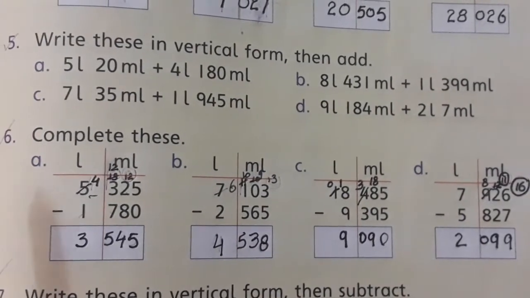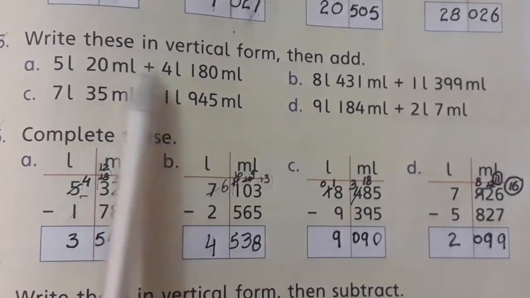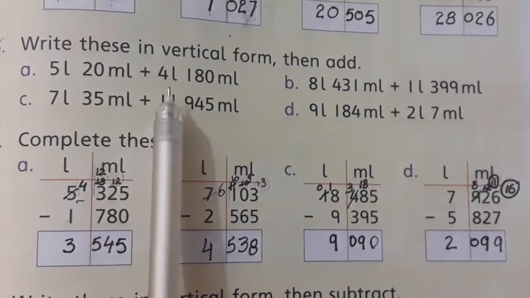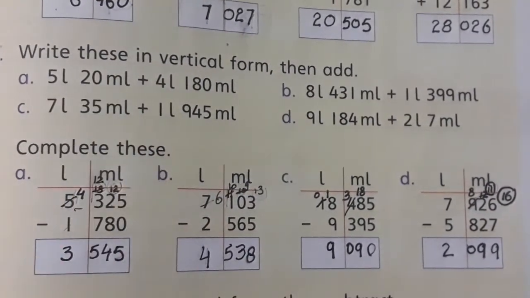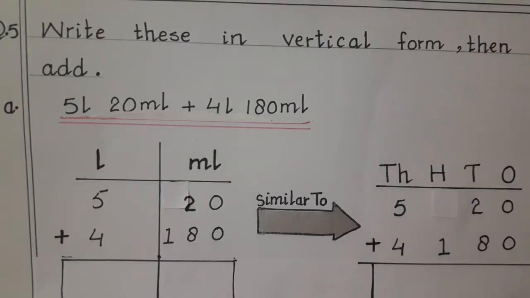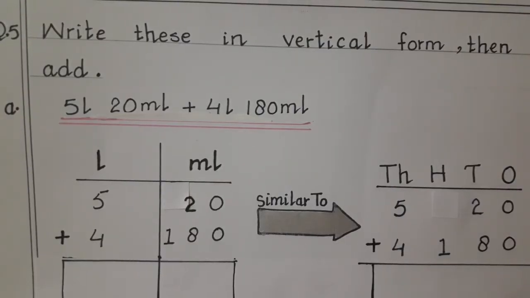Okay students, question number 5: write these in vertical form, then add. First of all we will write it in vertical form and then we will add it. So let's start.